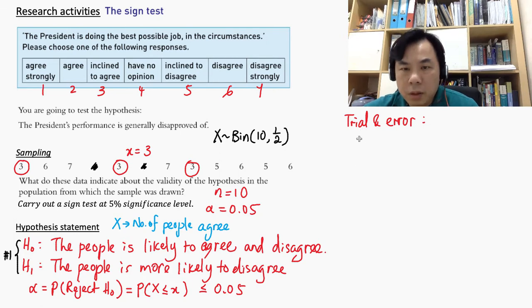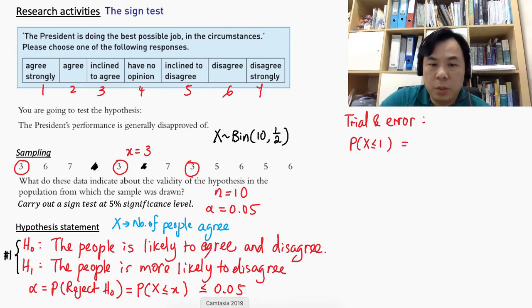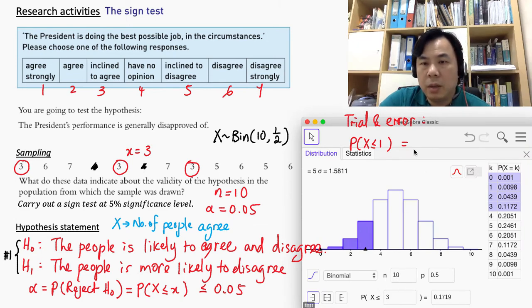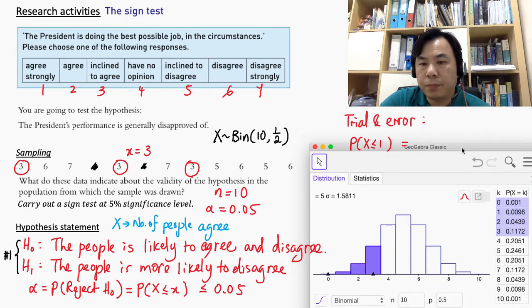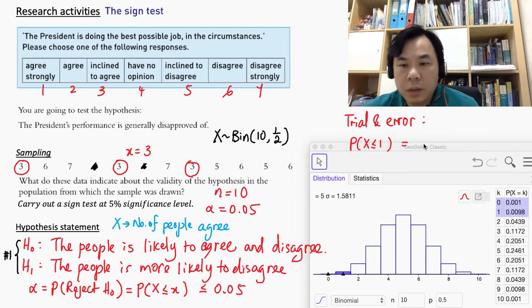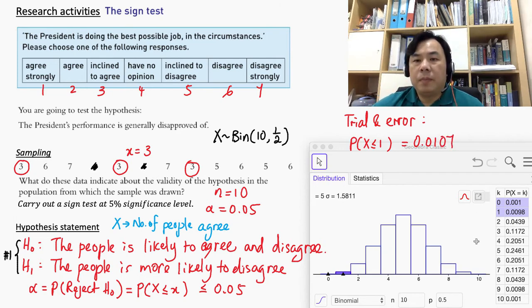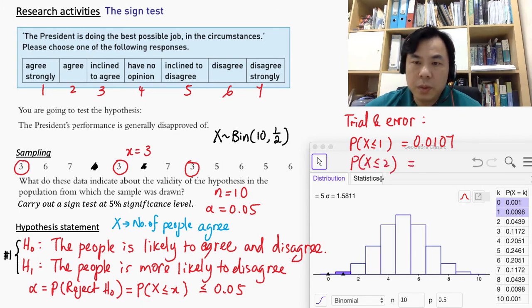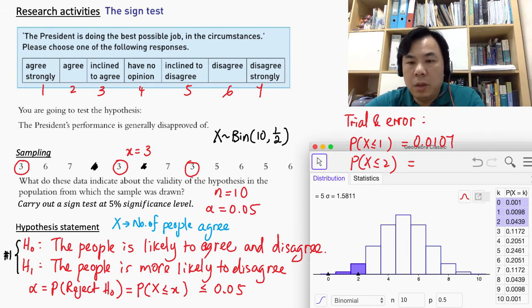Okay, so I'm going to start off by, for instance, trying P(X < 1) here. Now by using GeoGebra in this case, let me try it out. If you try, for instance, the probability of X less than 1, that probability would actually give us 0.0107 here. Okay, and then I can try P(X < 2). I can actually give that a try. So take for instance, if it's less than 2, let me see what we have.